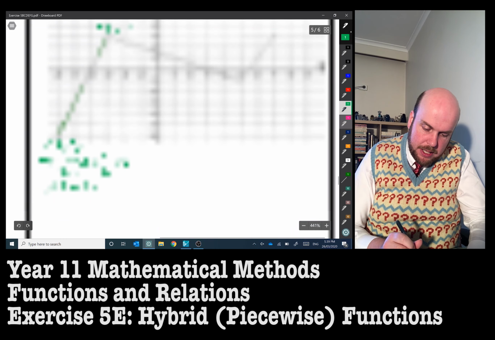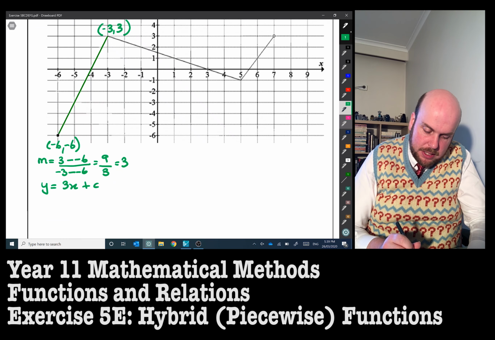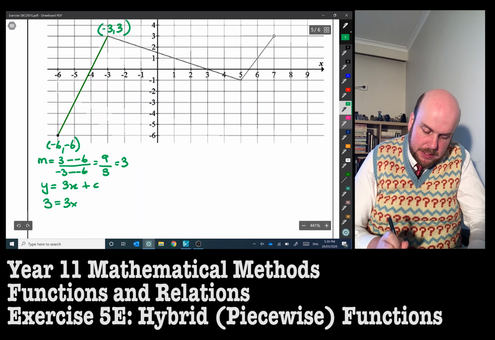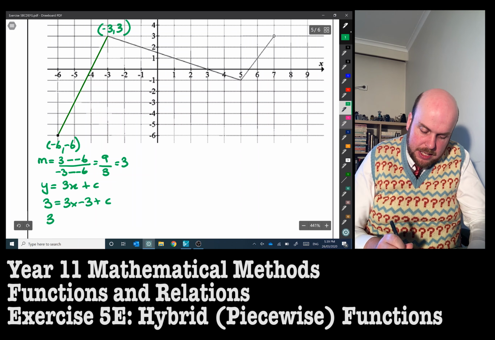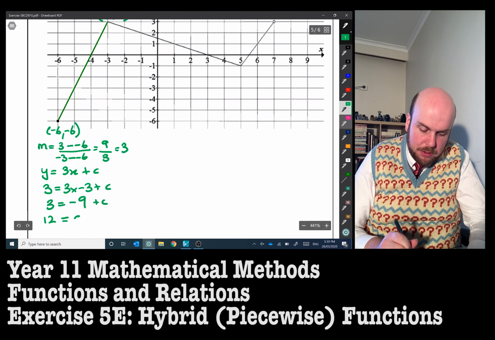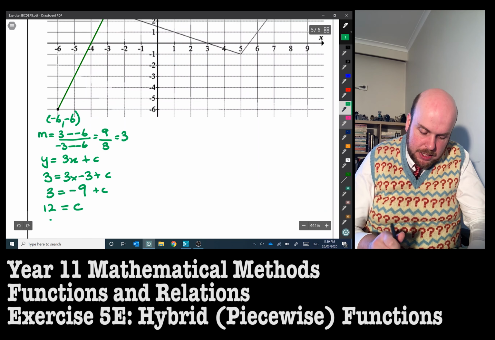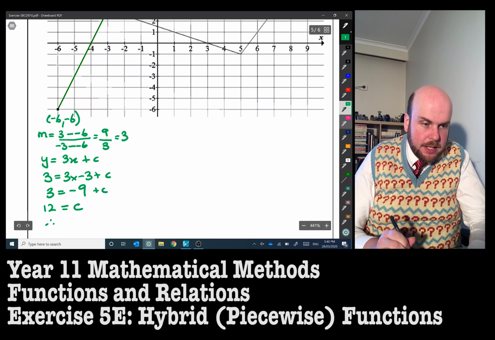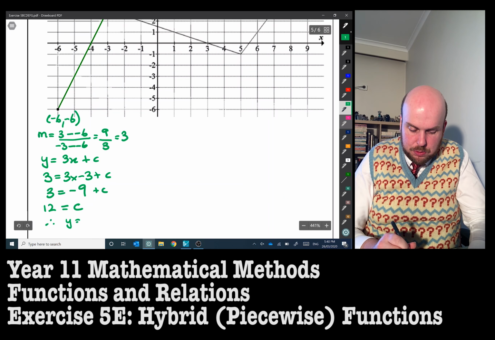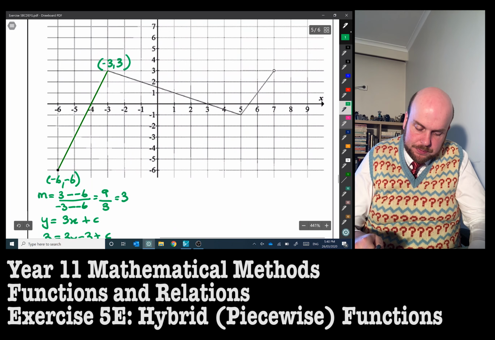And then we can substitute one of these points. Let's just do 3 is equal to 3 times negative 3 plus c. 3 is equal to negative 9 plus c. And then that's going to give 12 is equal to c. So y is equal to 3x plus 12.